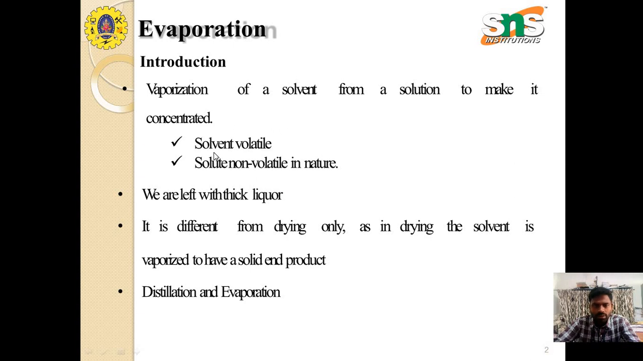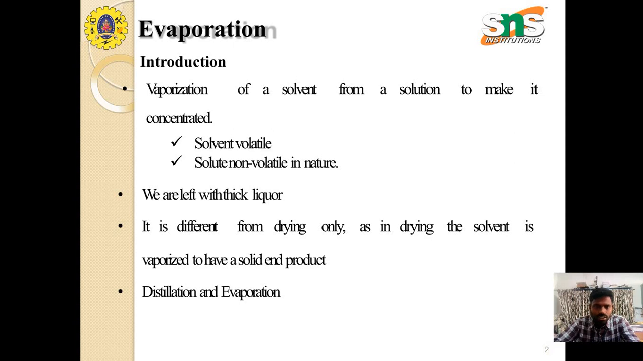For the evaporation process, there are different parameters that are directly involved, called solvent volatile and solid non-volatile in nature. Solvent volatile means these particles are easily converted into some other form. For example, a liquid is easily converted into vapor. This property is called volatile.